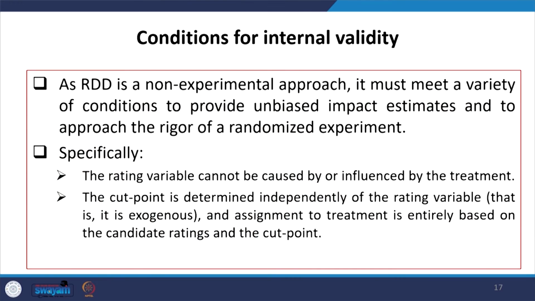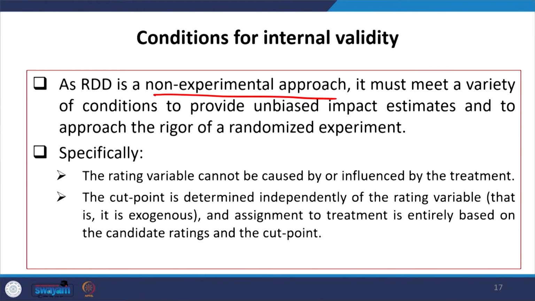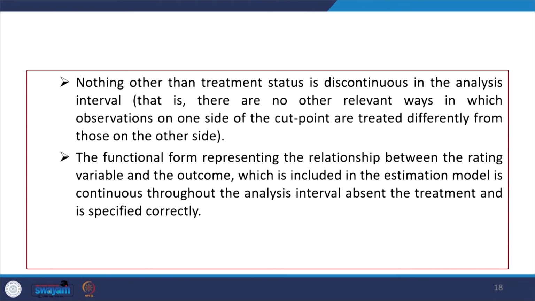Now, I am coming to the clarification related to the conditions for internal validity of those compliance. As RDD is a non-experimental approach, it must meet a variety of conditions to provide unbiased impact estimates and to approach the rigor of a randomized experiment. Specifically, the rating variable cannot be caused by or influenced by the treatment. The cutoff point is determined independently of the rating variable. That should be exogenous. And assignment to treatment is entirely based on the candidate's rating and the cutoff point.